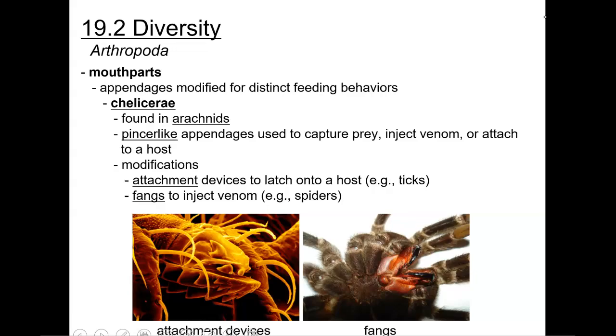Next, the chelicerae. These are found in arachnids. These are pincer-like appendages that are used to capture prey, inject venom, and attach to the host. The modifications of these appendages help the animal latch onto the host, like ticks, or fangs to inject venom, like in spiders.